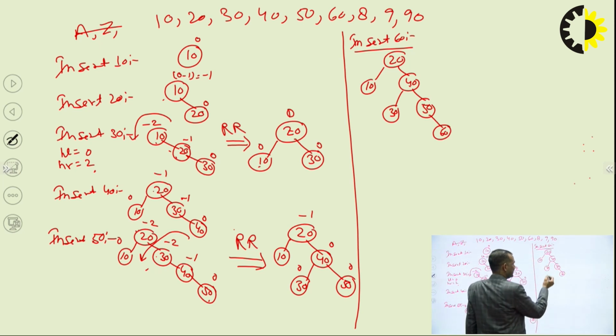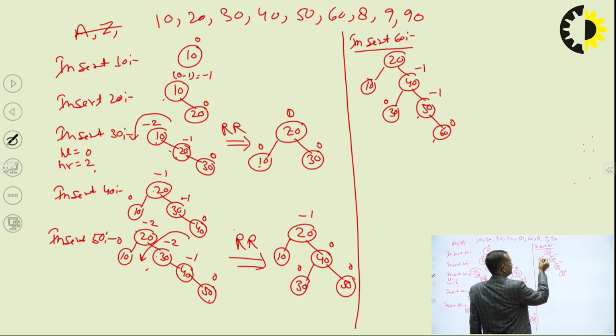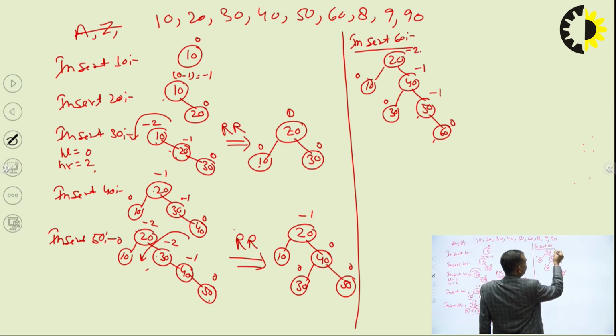So what is the balance factor? 60's balance factor is 0 because left height 0, right height 0. 50's balance factor: left height 0, right height 1, that is minus 1. 30's balance factor is 0. 40's balance factor: left height 1, right height 2, 1 minus 2 is minus 1. 10's balance factor is 0. 20's balance factor: left height 1, right height 1, 2 and 3, so 1 minus 3 is minus 2.